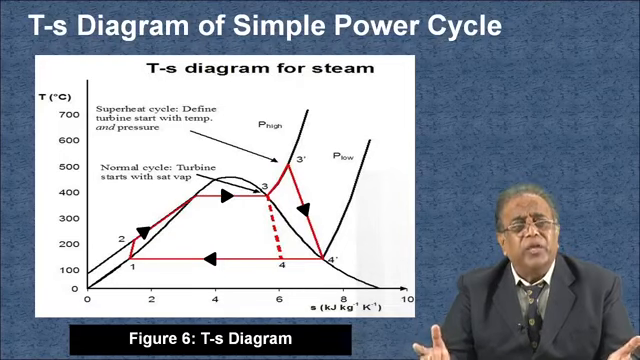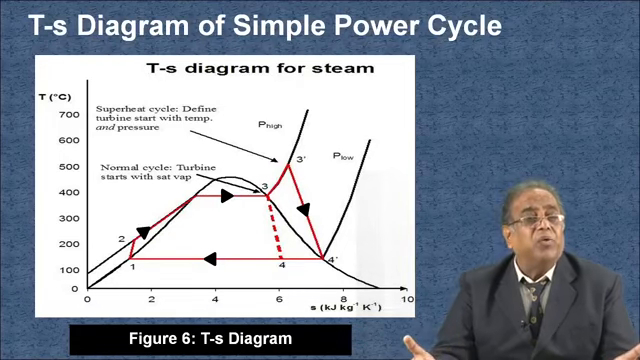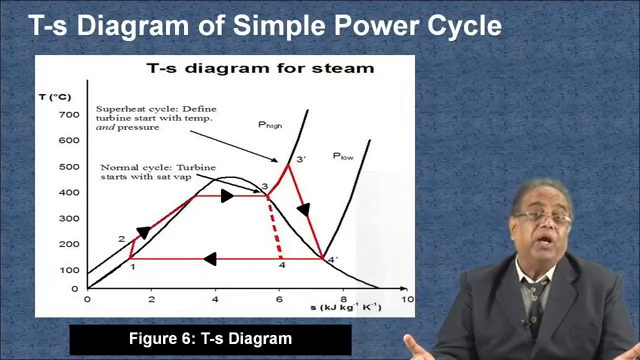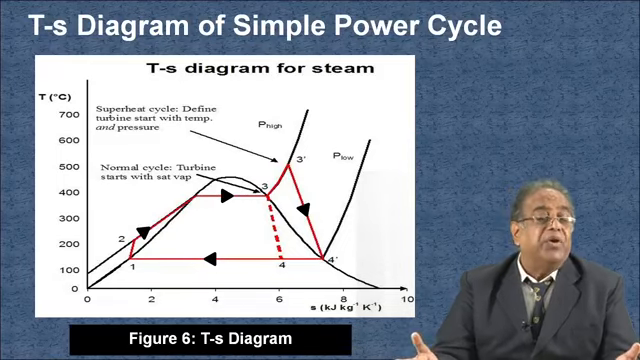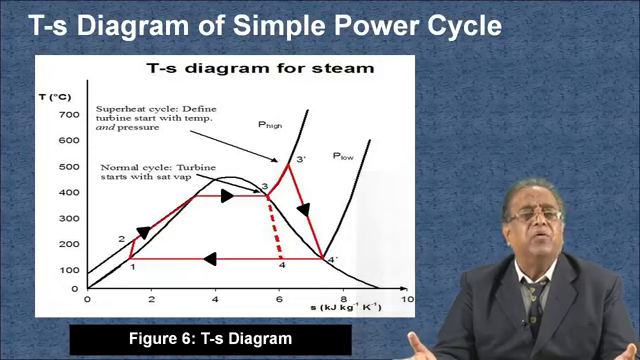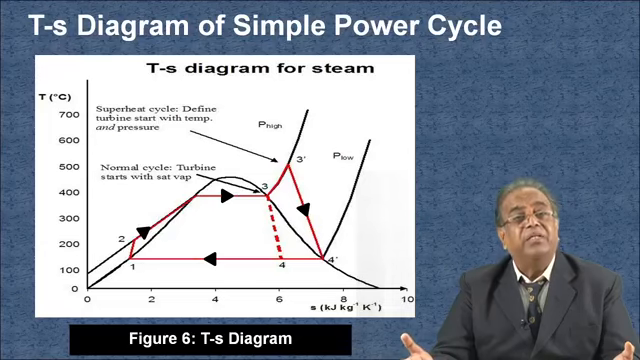Why is it important? Because if you want to calculate the turbine efficiency, you have to calculate the turbine work. Turbine work, in the normal cycle, is equal to H3 minus H4. If you consider the superheated cycle, obviously the turbine work, in terms of change in enthalpy, is equal to H3 dashed minus H4 dashed.